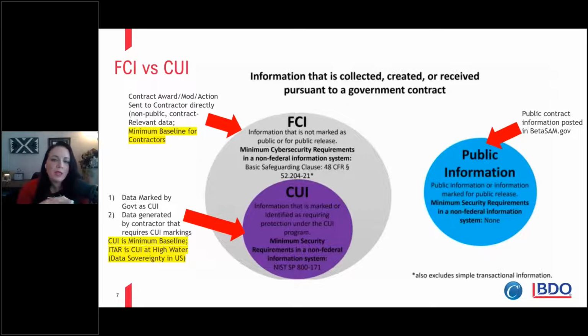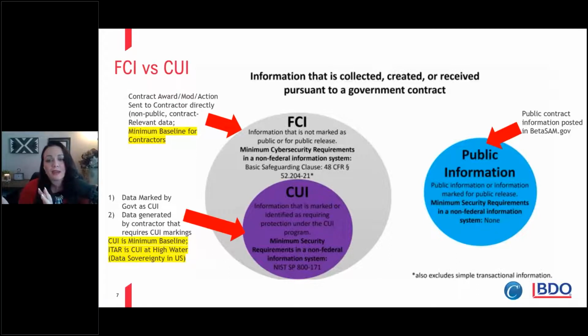So when we look at this Venn diagram, we can see that CUI is a subset of FCI, meaning that you may have information that at minimum must be protected to FCI level, but at maximum must be protected to CUI. And I'll get into it a little later that even CUI itself has a high watermark, because any export control data like ITAR will have a US data sovereignty requirement. So not only do you have to put all the CUI protections around that, but now you have to make sure that everything is US sovereign.